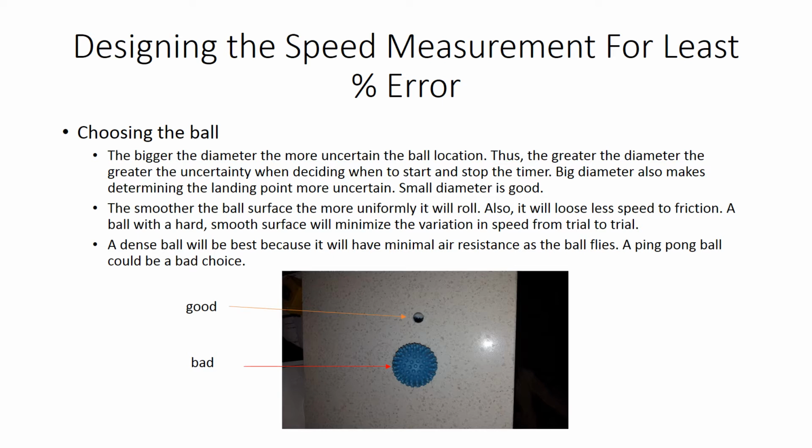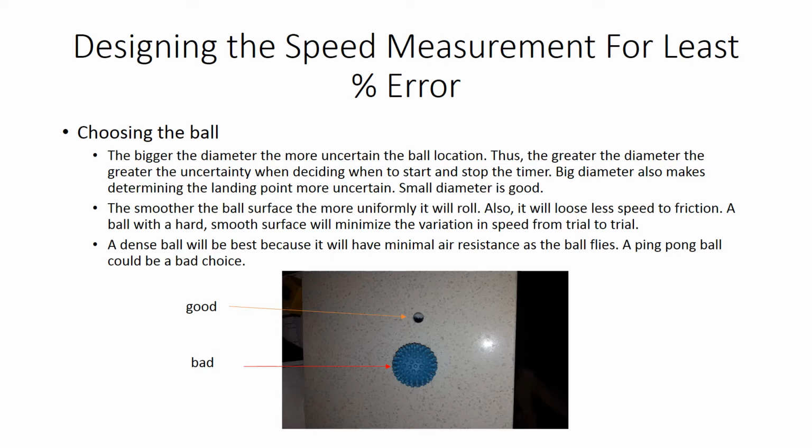You can probably guess better than that, but nonetheless, the bigger the ball diameter, the more uncertainty we're going to have in when to push the start button and when to push the stop button on the timer, which will become an error in the time. It will also give us a big uncertainty on where it actually hits the floor. So in general, a small diameter is good, a big diameter not so good.